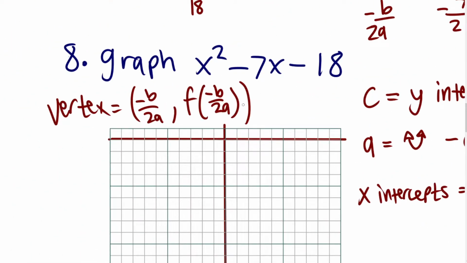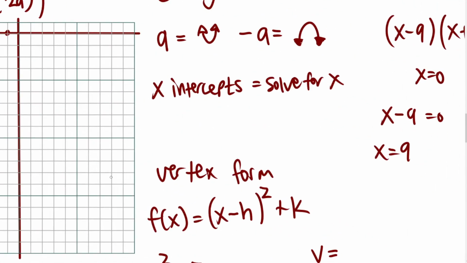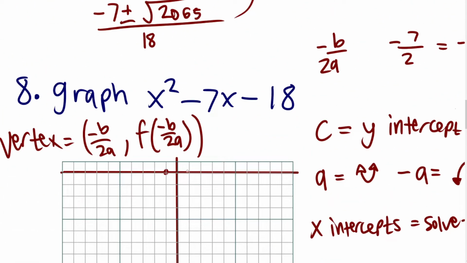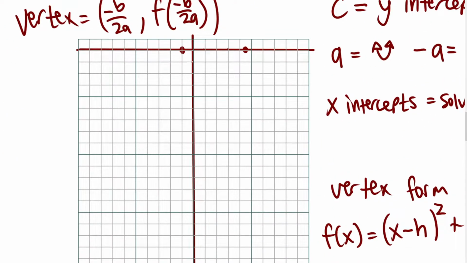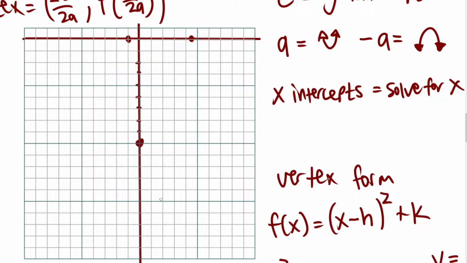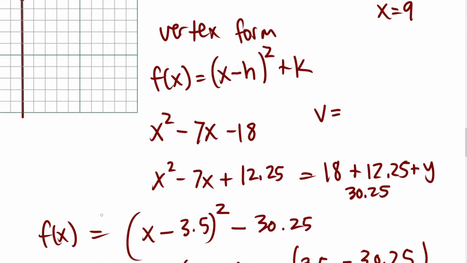Because our graph is a little bit small, I'm going to say each of these goes by 2. So we'll do negative 2, and then the other was 9. So 2, 4, 6, 8, 10. It'll be right here. So these are the x-intercepts. We know that our y-intercept is negative 18. So 1, 2, 3, 4, 5, 6, 7, 8, 9 times 2 is 18. Here's our y-intercept.